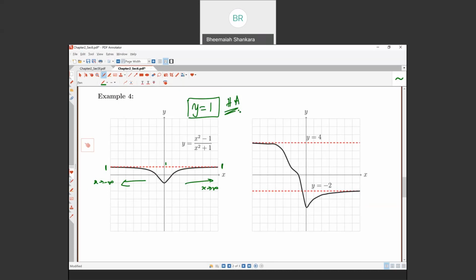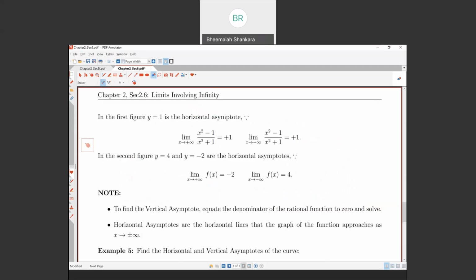For this graph, when x is approaching infinity, you see that the graph value approaches y equal to negative 2. You see a horizontal asymptote at negative 2. Similarly, when x is approaching negative infinity, you see a horizontal asymptote at y equal to 4. In the first figure, y equal to 1 was a horizontal asymptote, whereas in the second figure, we had two horizontal asymptotes. We did discuss this in the graph.